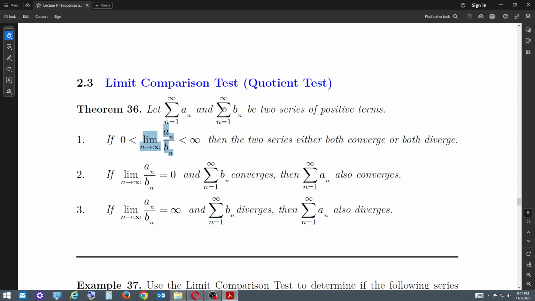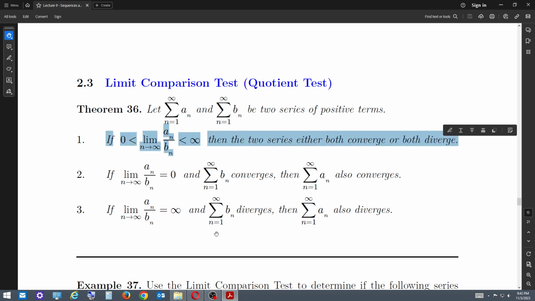As long as this limit is a positive finite number, then both series either converge or they diverge. Suppose this was the series I was given, and you take another series, the sum of bn, and you use this test and you get a positive finite number. Then if this series is convergent, your series is also convergent. If this was divergent, then your series is also divergent. This is the one that you'll most of the time use.